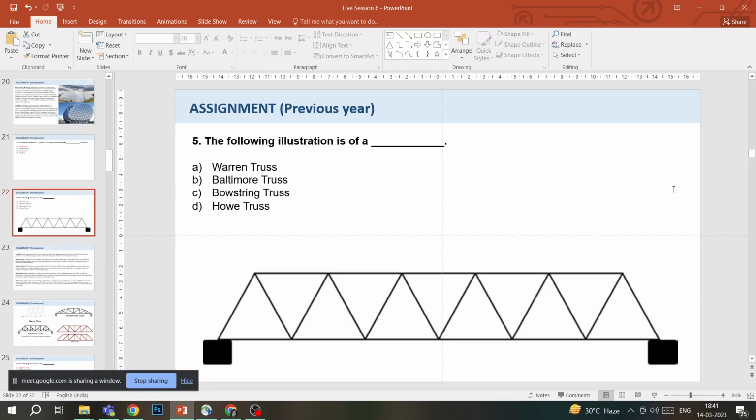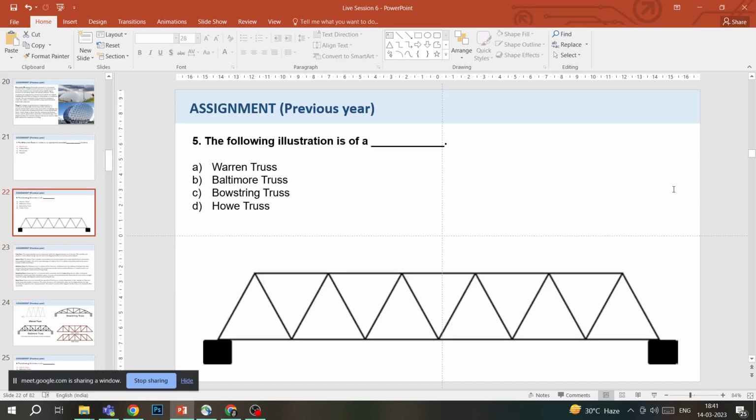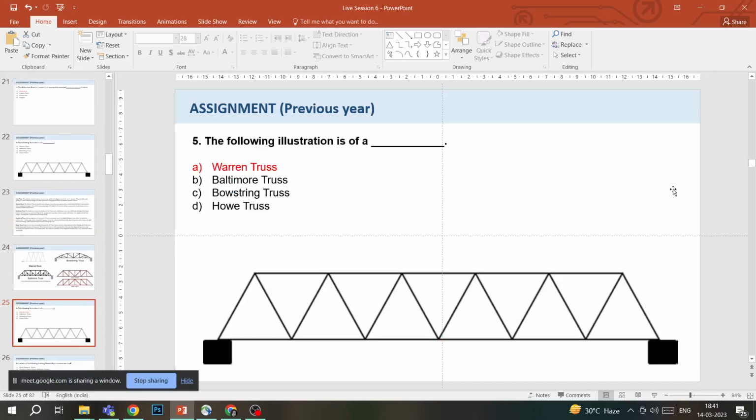So our question was that the following diagram, the illustration that has been given, what kind of a truss is this? So the options were Warren, Baltimore, Bowstring and Harvey. And as we can see very easily from the different images, it is Warren truss. It is the simplest triangular truss there is. So yeah, our answer would be Warren truss.